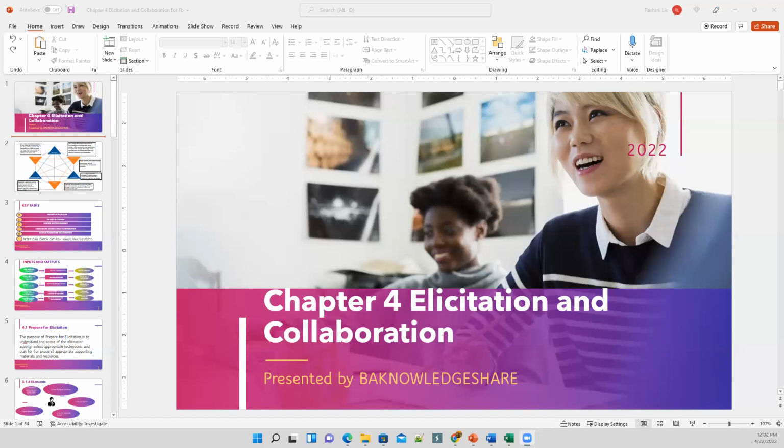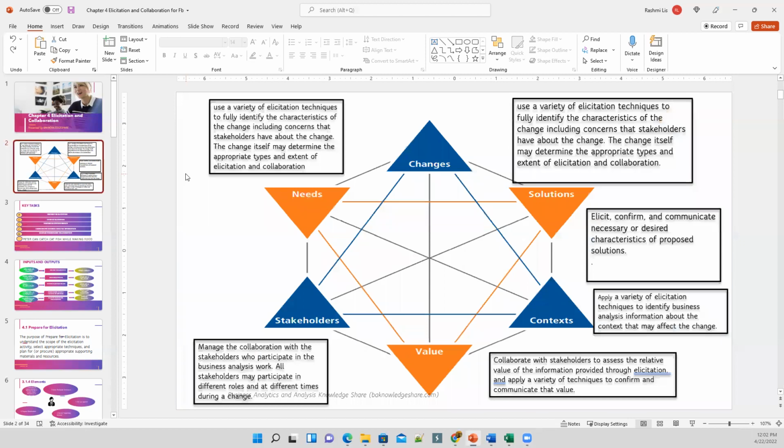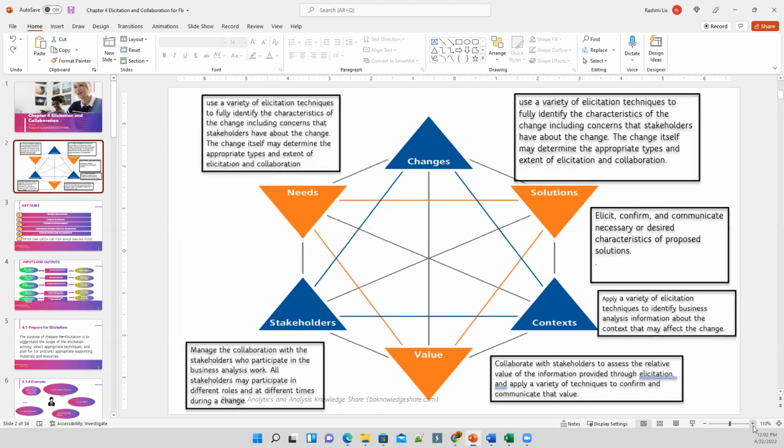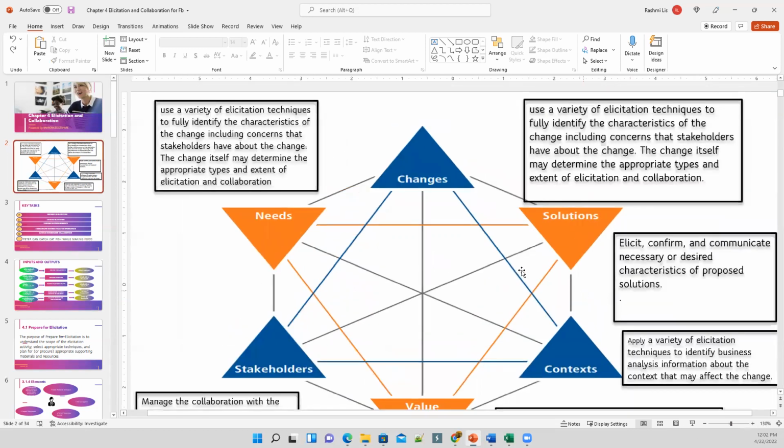So in this chapter, something to keep in mind is the BACCM, which is the Business Analysis Core Concept Model. So what is the BACCM? It speaks to changes, solutions, context, value, stakeholders, and needs. And how is that connected to elicitation? Now let's look at it in more detail.